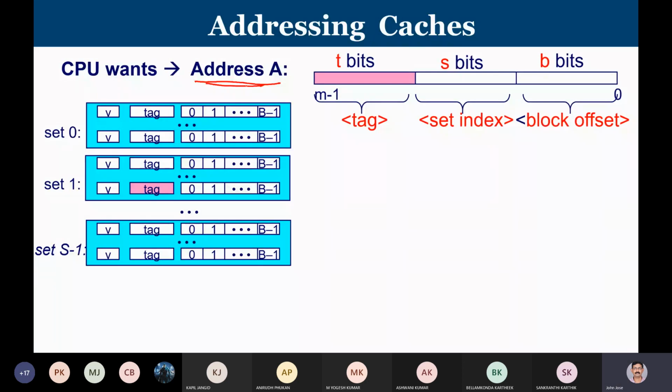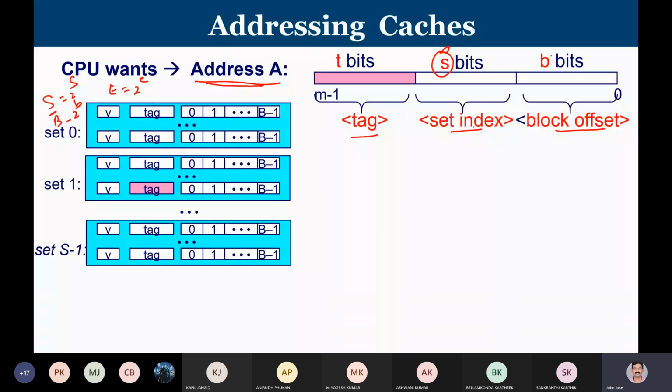So what you need to do is, depending on the number of sets in the cache, divide the address into tag, index, and offset. Remember, S is equal to 2 power small s, B is equal to 2 power small b, and E is equal to 2 power small e. So if there are 4 sets, then I use 2 bits for the index. If there are 512 sets, then I use 9 bits for the index. So this is your small s. The middle portion of the address will be the set index.